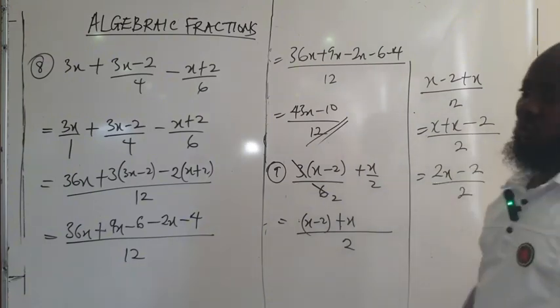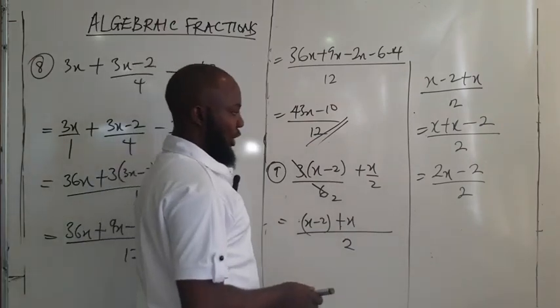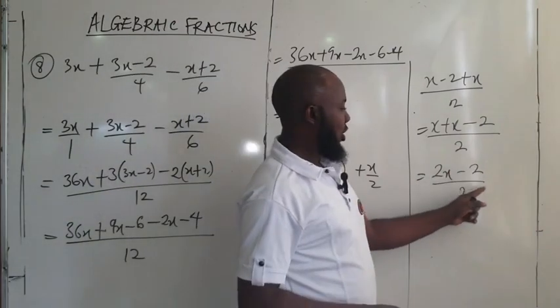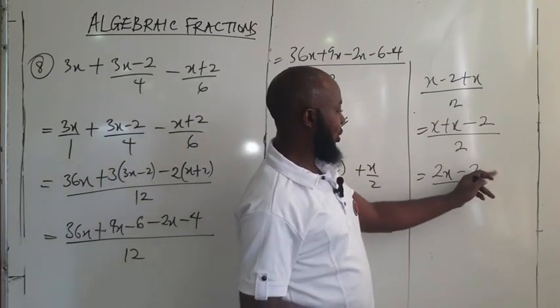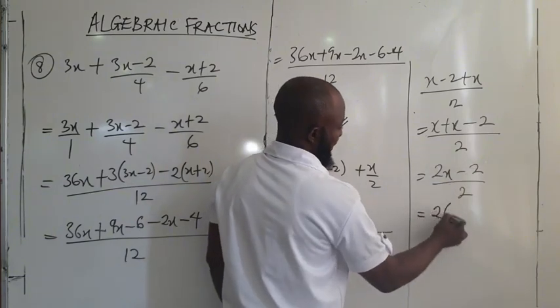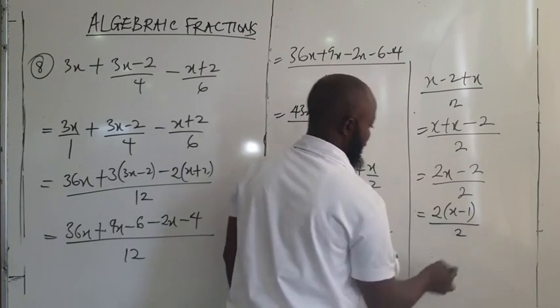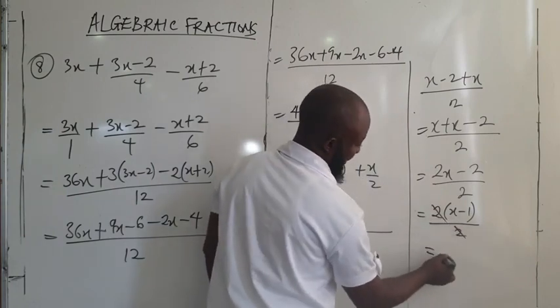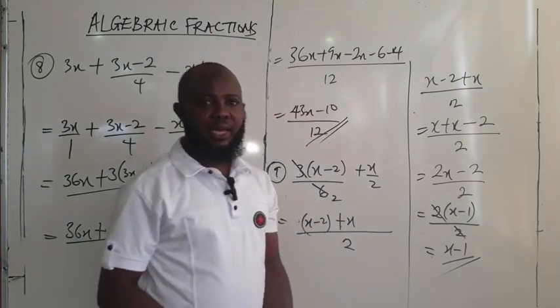Now look at this question. Are we going to stop here? We can't stop here because there's a factor that is common to all of them. So we factorize the numerator and use it to divide the denominator. What is common to this is 2, then x minus 1, divided by 2. So 2 cancels 2. Therefore, our final answer will be x minus 1. So that is that on this.